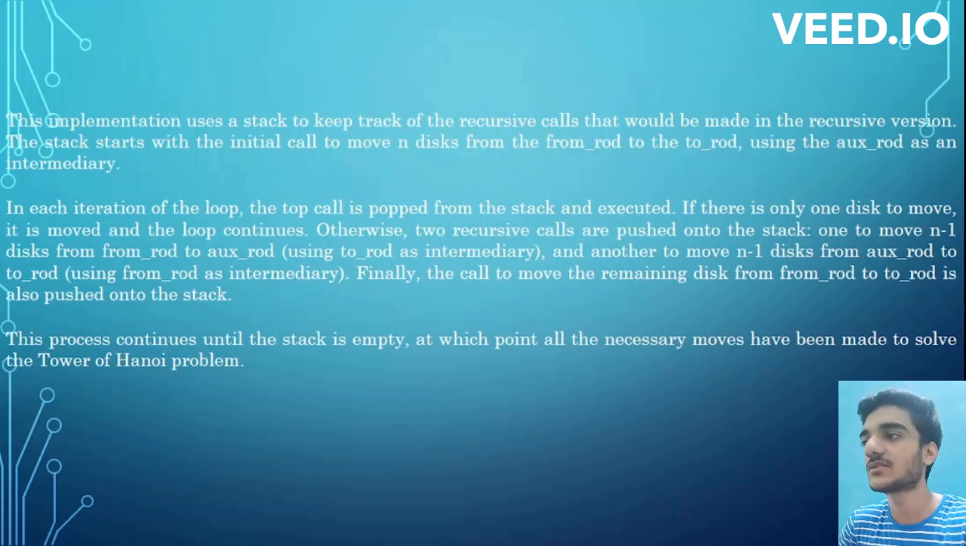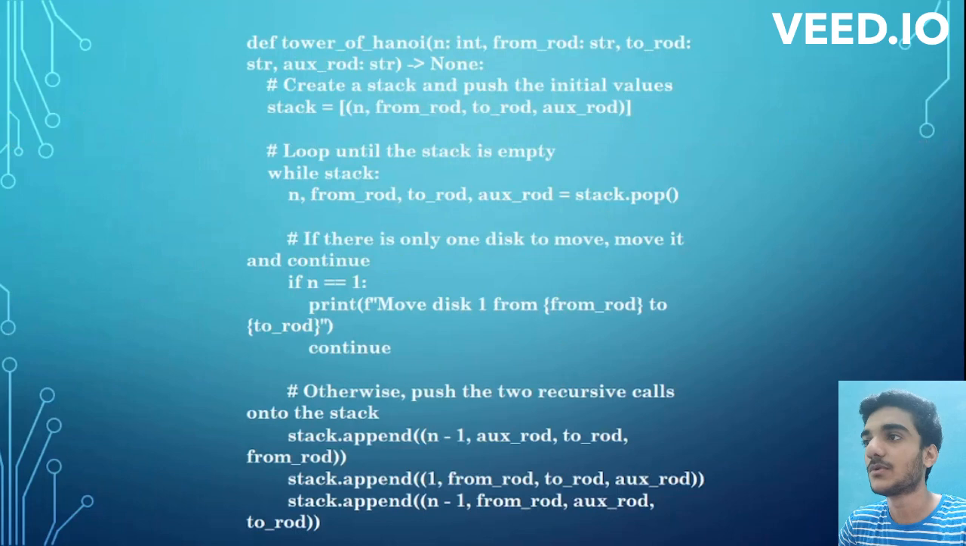If there is only one disk to move, it is moved and the loop continues. Otherwise, two recursive calls are pushed onto the stack, one to move n-1 disks from the from rod to the aux rod using the to rod as intermediary, and another to move n-1 disks from the aux rod to the to rod using the from rod as intermediary. Finally, a call to move the remaining disk from the from rod to the to rod is also pushed onto the stack. This process continues until the stack is empty, at which point all necessary moves have been made to solve the Tower of Hanoi problem. Here is the pseudocode for the same.